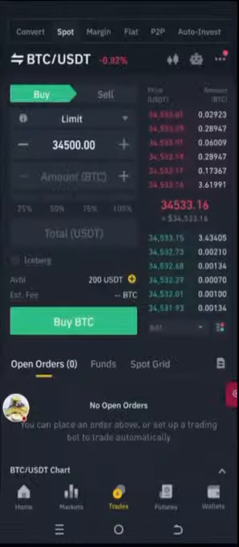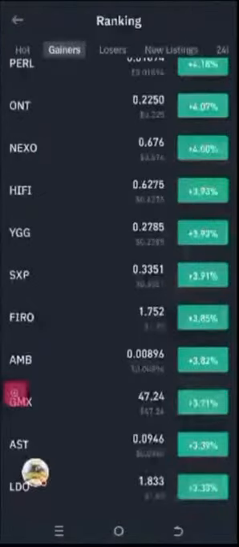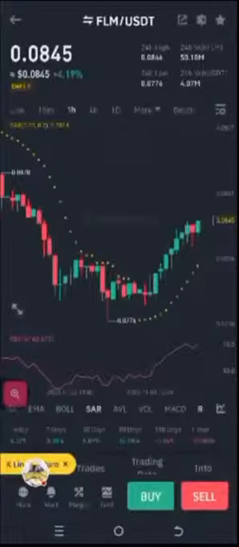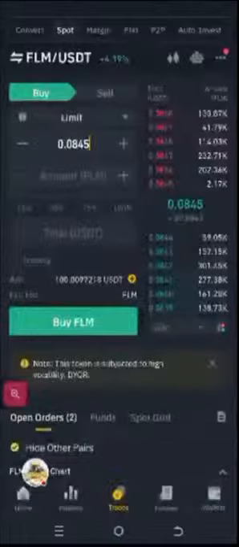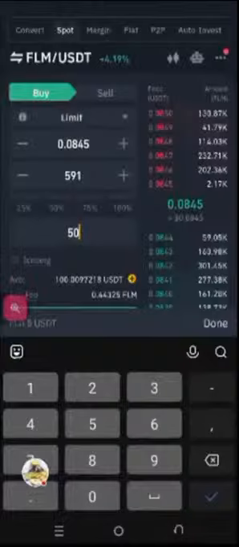Oh yes. So you know where I love to go, right? I love to go to Gainers. So I'm going to be clicking on Gainers. Let's go for FLM and see which one is going to work and how soon it's going to work. Oh, beautiful. Let's go for this. FLM, I'm here for you. Let's quickly do a simulation of $50, right? And then we see how much we can get.